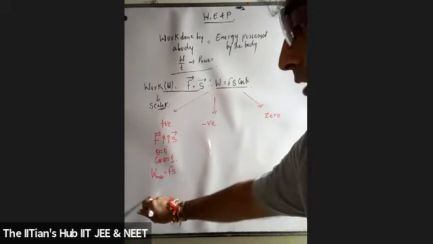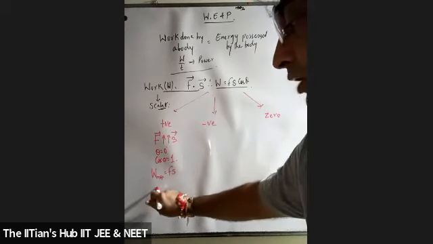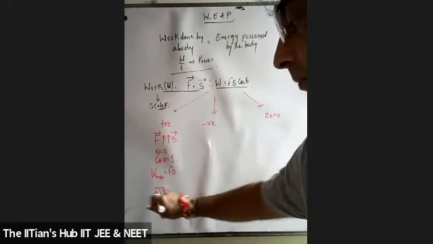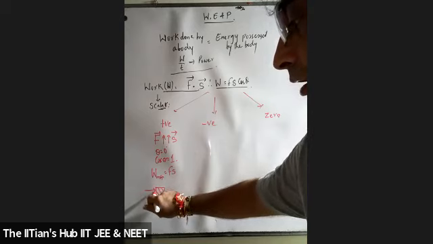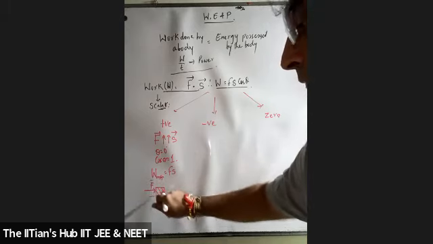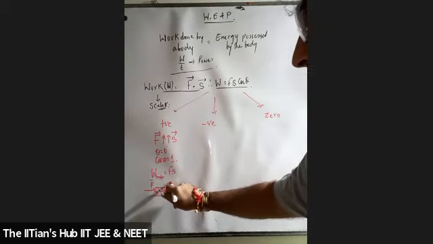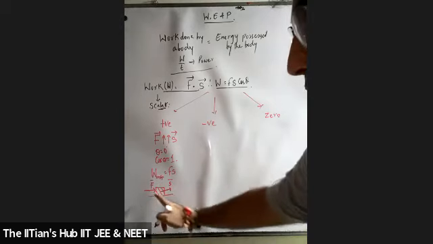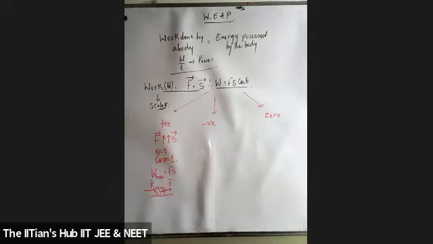For example, a block is placed over here and you're trying to push the block horizontally. Students, you apply force horizontally. The displacement of the body is also in the same direction. What angle is formed between the two? 0. Work done is said to be maximum.